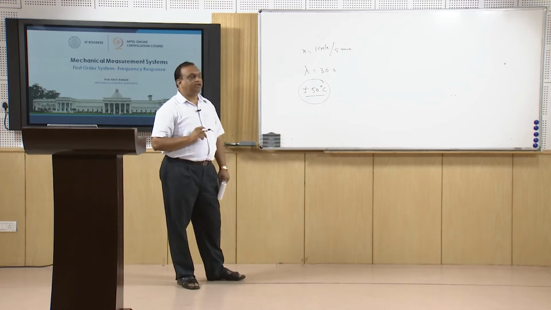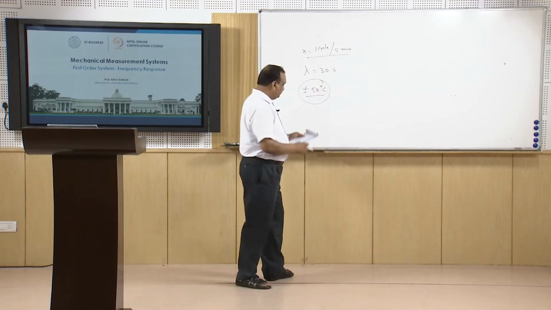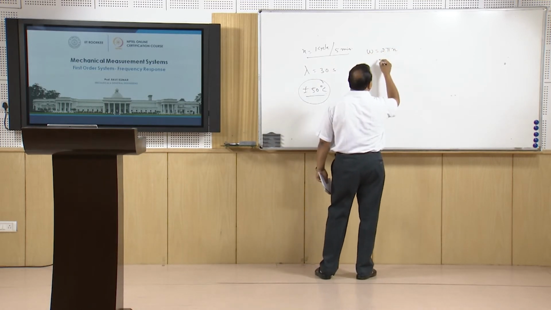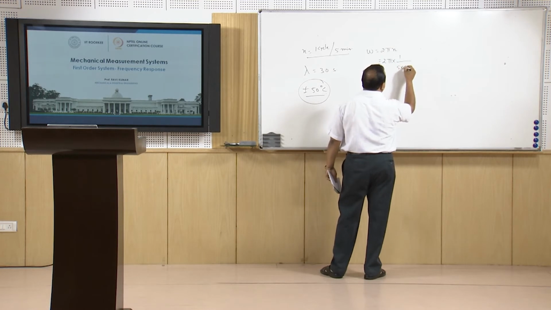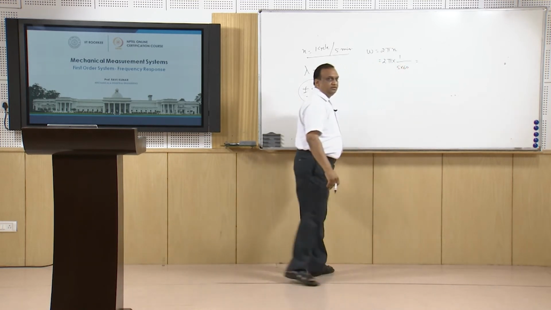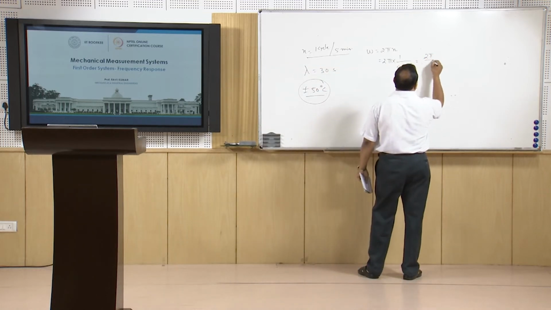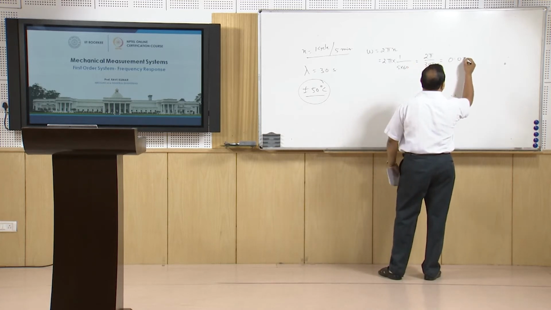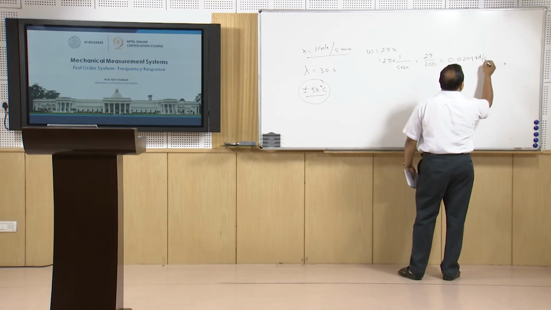In order to find the indicated temperature, first of all calculate the value of omega. Omega is 2 pi n, where n is 1 cycle every 5 minutes, 5 into 60 seconds. This is equal to 2 pi by 300, which is 0.0209 radians per second.